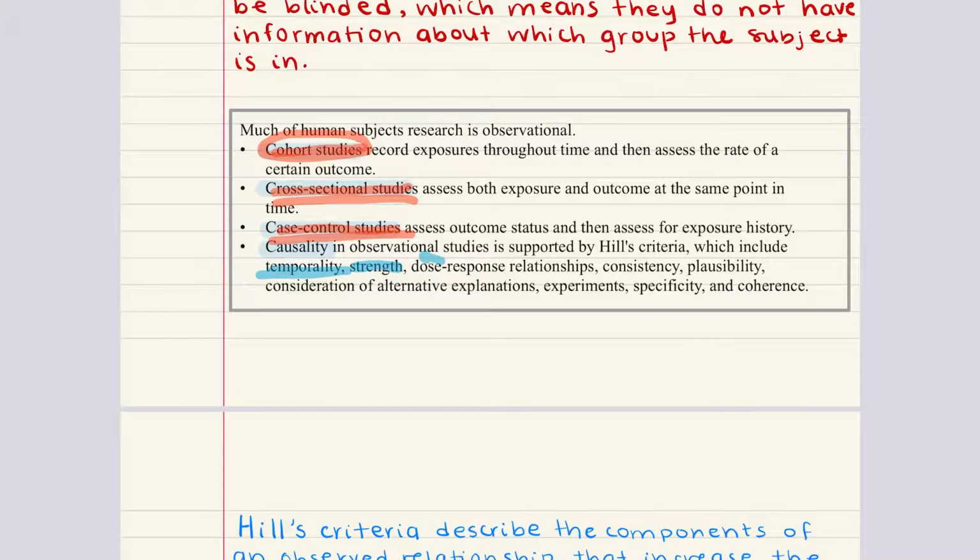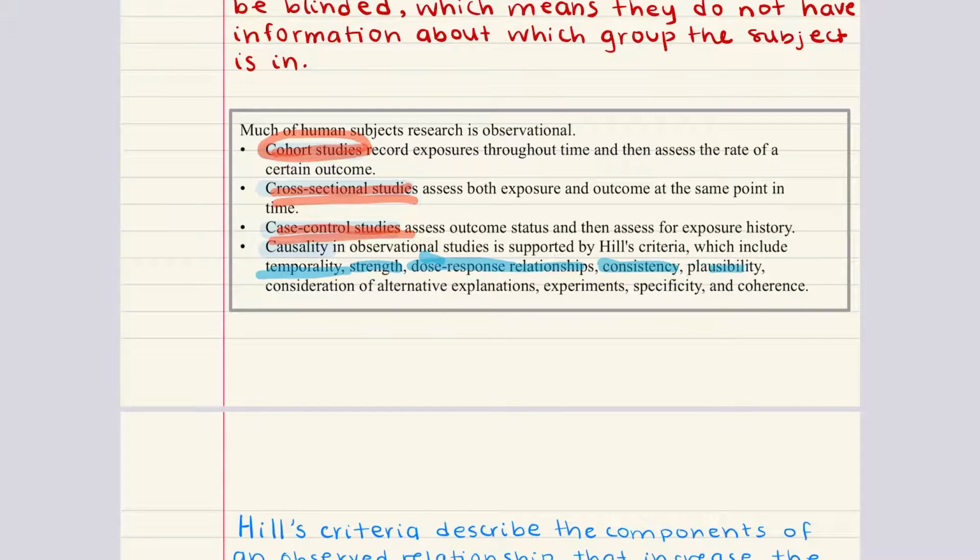The third criteria is dose-response relationship. As exposure increases, the likelihood or severity of the outcome should also increase. So for instance, heavier smoking is associated with a higher risk of lung cancer. The fourth criteria is consistency. So the association should be observed across multiple studies and in different populations, and that provides confidence in the findings.